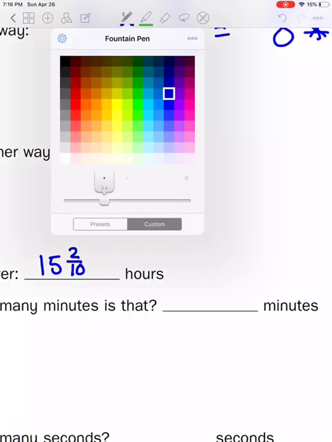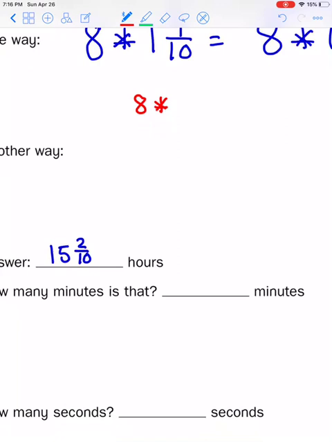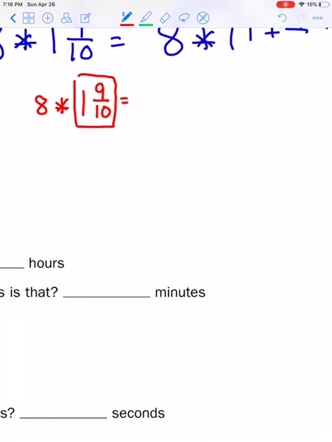And I'm going to change my color so we don't get confused. Okay, same thing. 8 times 1 and 9 tenths. I'm going to change 1 and 9 tenths to an improper fraction. So I'm going to bring over the 8 times 1 times 10 is 10 plus 9 is 19 tenths.